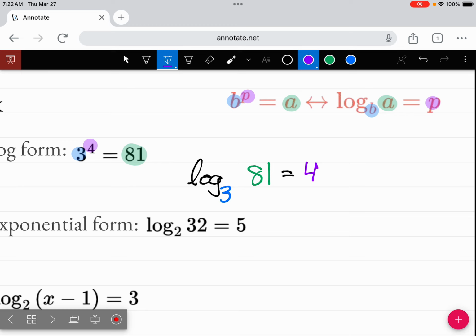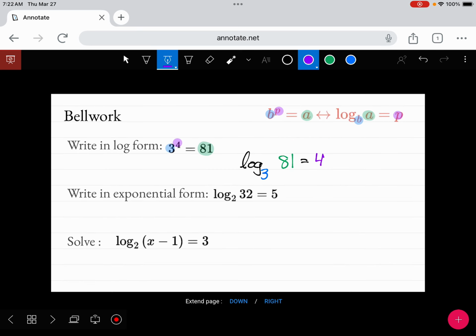The base of the exponential becomes the base of the log. That is part of the reason they are linked together. They are tied. That is what they do. It's what they live for.